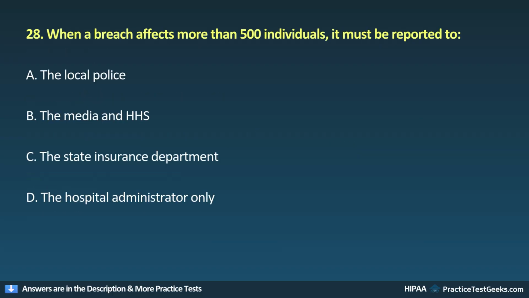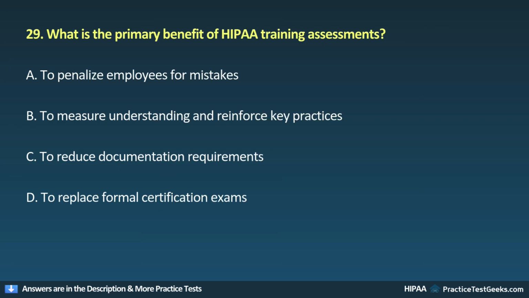28. When a breach affects more than 500 individuals, it must be reported to A. The local police. B. Media and HHS. C. The state insurance department. D. The hospital administrator only. 29. What is the primary benefit of HIPAA training assessments? A. To penalize employees for mistakes. B. To measure understanding and reinforce key practices. C. To reduce documentation requirements. D. To replace formal certification exams.